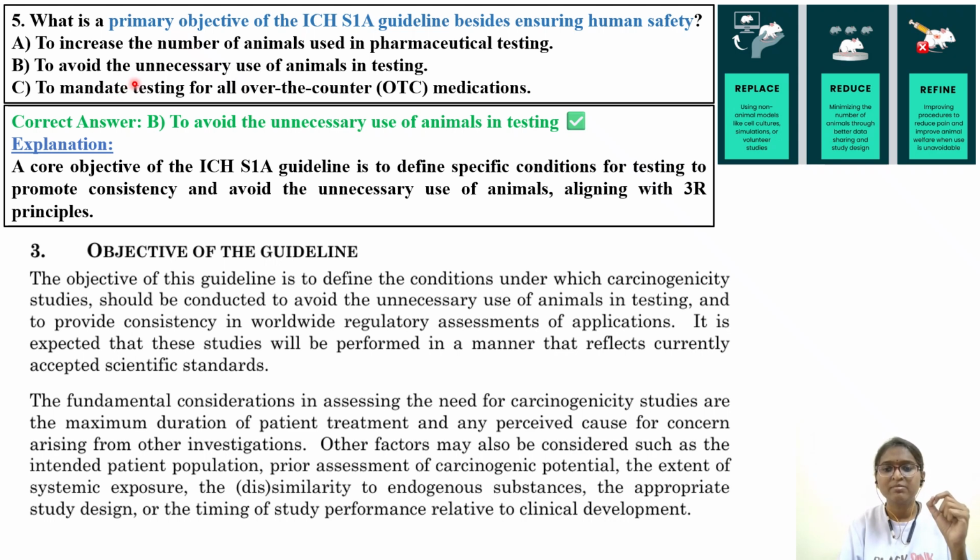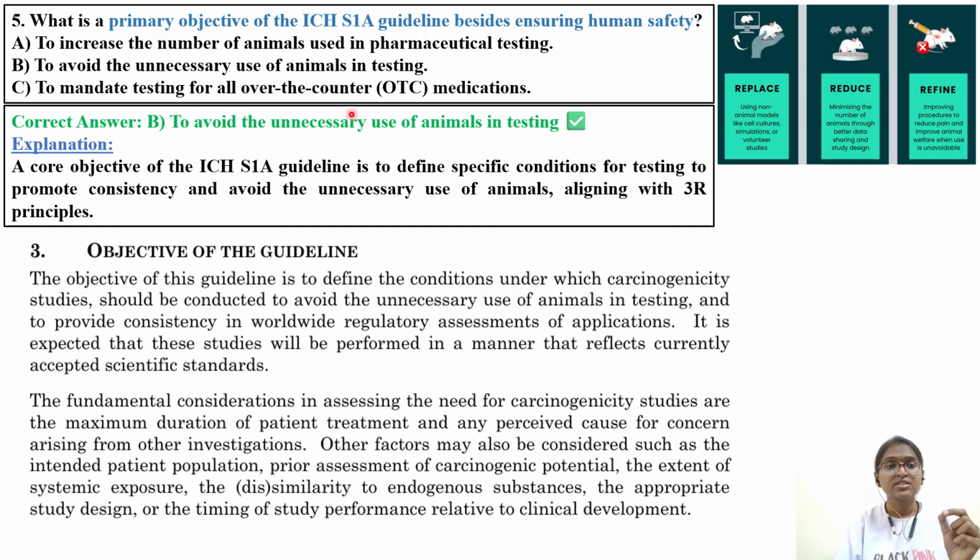So let's see what is the primary objective of this particular ICH S1A guideline. What is the primary objective of the ICH S1A guideline besides ensuring human safety? Whatever the guidelines are, the primary objective is human safety, no doubt. In addition to that, our major agenda in all these ICH revised guidelines is applying the 3R or 4R principles: causing less harm to the animals, using as few animals as possible, or if by refinement you are able to get the same results without doing any testing, then definitely our IACUC and the regulatory agencies with respect to animal bodies will also give us approval to conduct these studies.